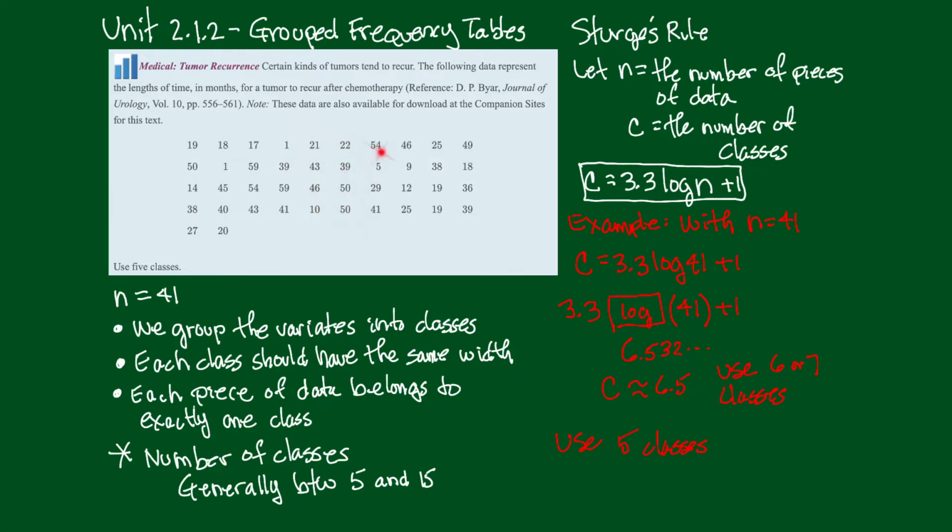59 still. And as I scan them, nothing is bigger than 59. So I think 59 is the biggest value. Is that right? Yeah, 59 is the biggest value. 1 is the smallest value.